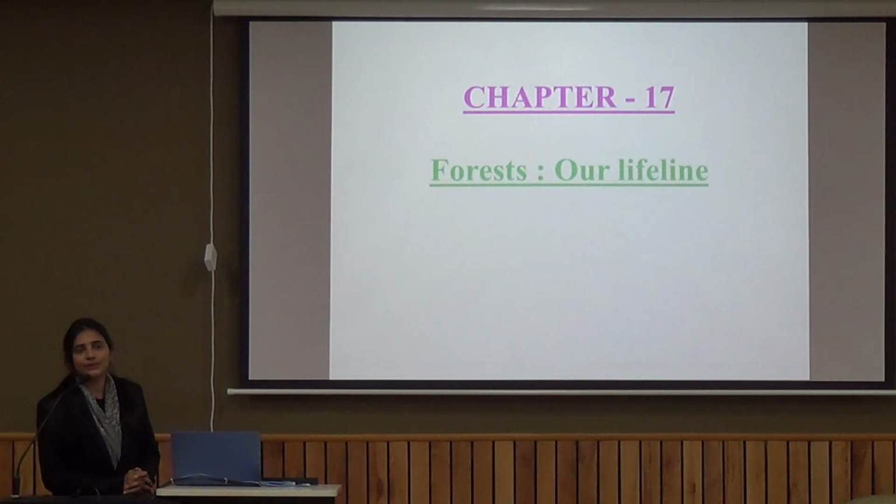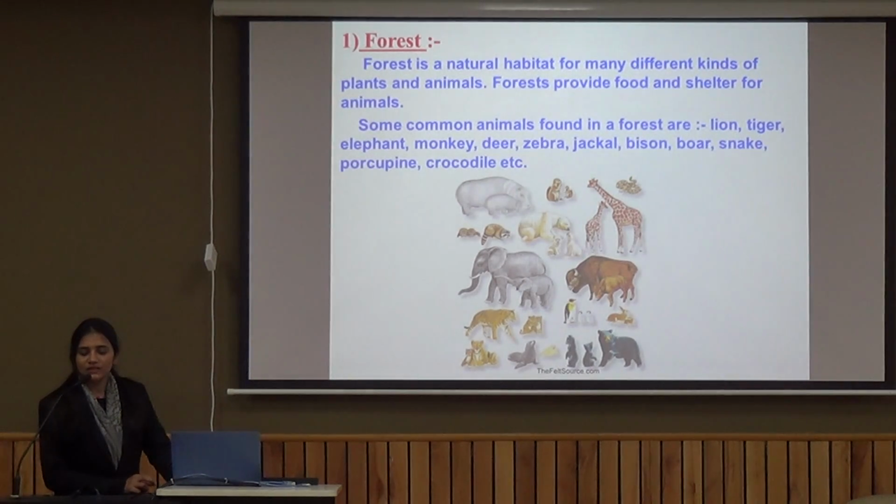In this chapter we are going to study about the types of forest and the things we observe in forest, what we get from forest and how we can protect our forest. So starting with forest. Now forest is a natural habitat for many different kinds of plants and animals, and not humans. So I am talking about plants and animals. Forests provide food and shelter for animals.